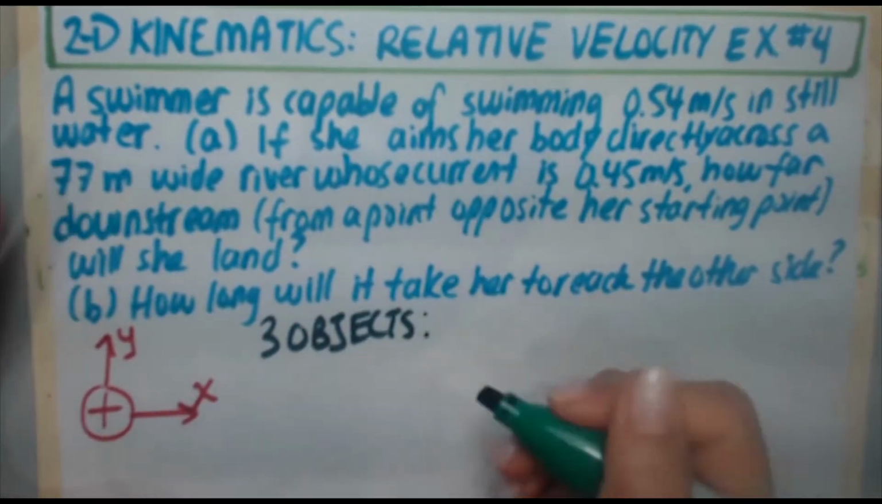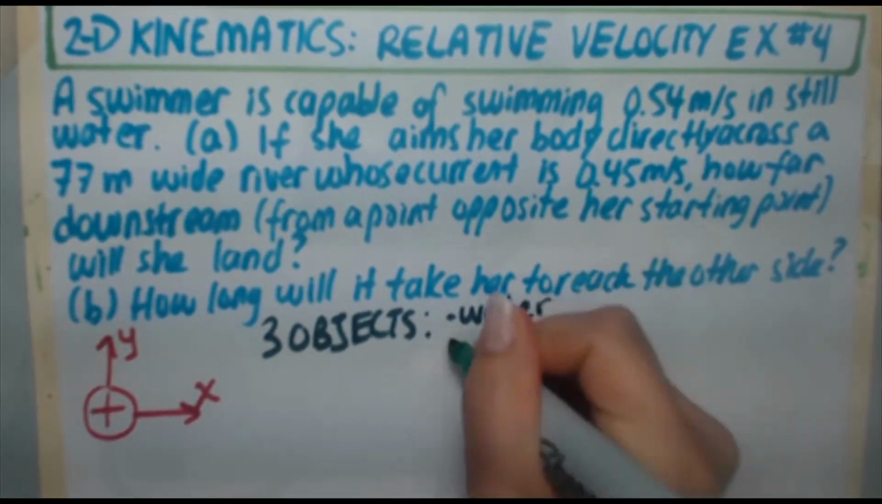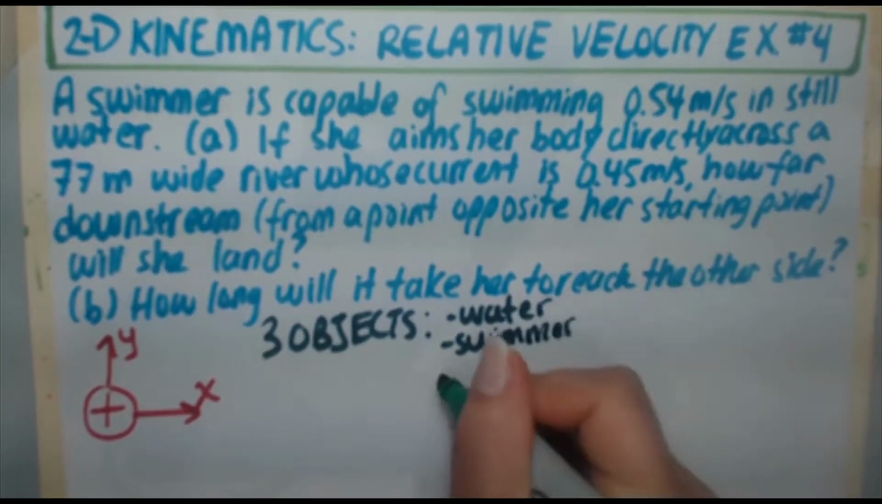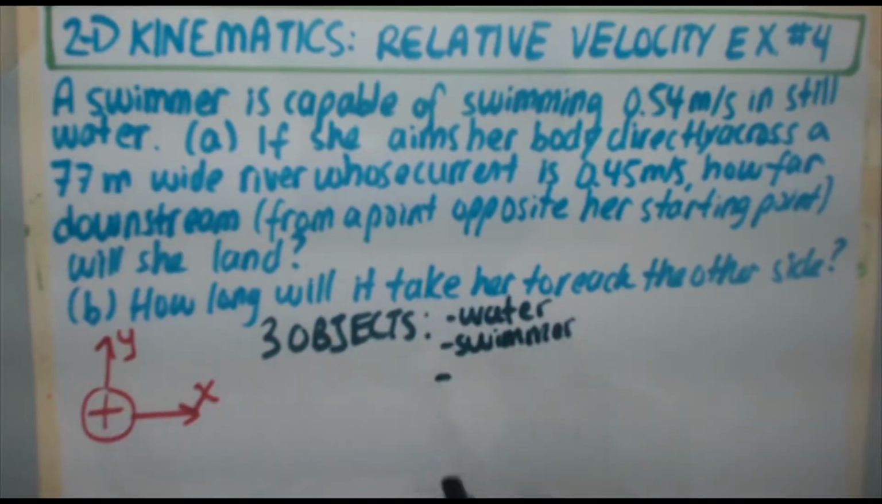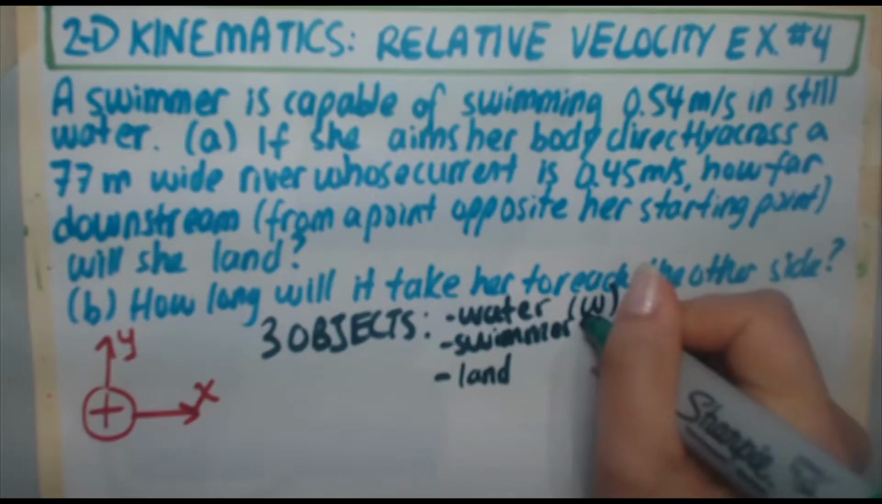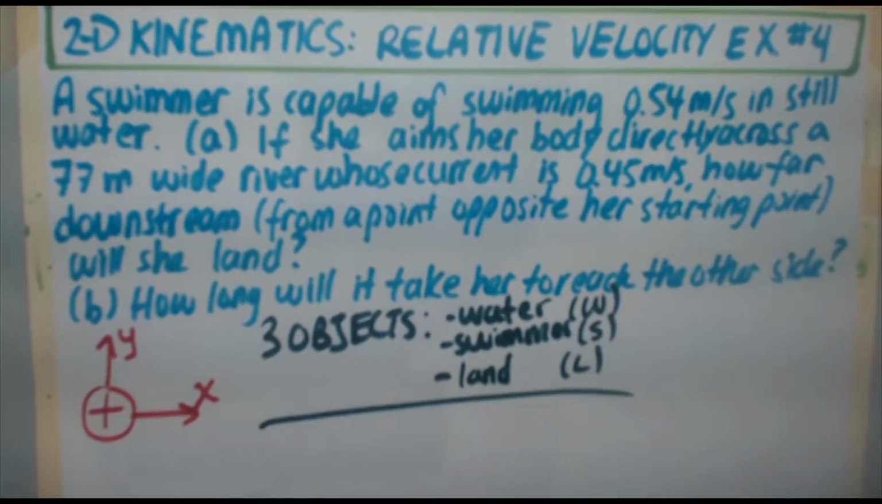Now, in this question, we have the water, the swimmer, and normally at this point, the last one we would call the shore, but I don't want two S's, and I don't want two letter subscripts, so I'm just going to call it land. Okay, so W for water, S for swimmer, L for land. There are our three objects.